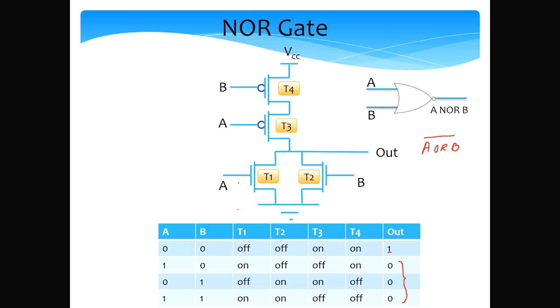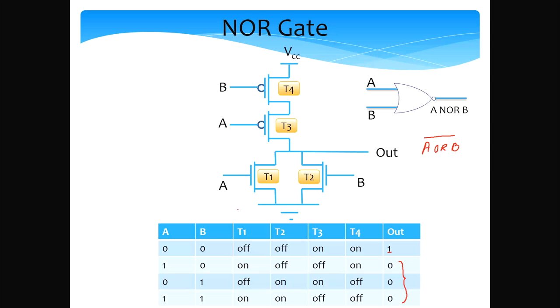So let's see the organization. So we have 4 transistors named T1, T2, T3 and T4. The input A is connected to T1 and T3. The input B is connected to T2 and T4. So T1 and T2 are connected in parallel and T3 and T4 are connected in series. So T1, T2 are NMOS transistors and T3 and T4 are PMOS transistors.